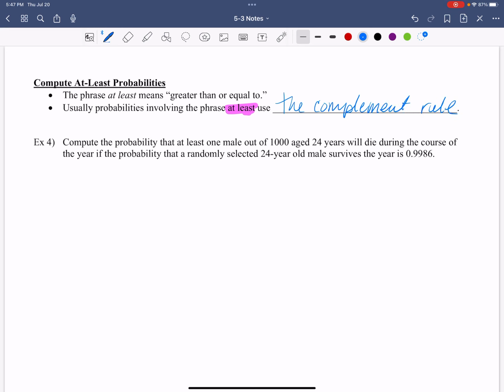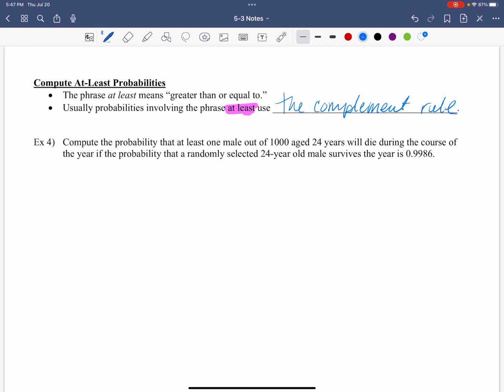So if I'm saying at least, that's greater than or equal to. It's the other side of it. So probabilities up to that, it's like that percentile, right? It's up to that value. That's my probability. Otherwise, the complement rule, if I say at least this, that means greater than or equal to. So beyond that, the other side of it. That's why we use the complement.